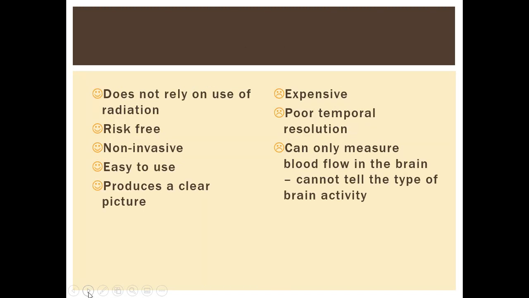There are some strengths and weaknesses of fMRIs on this slide. You do not need to learn them all, but you need at least one strength and one weakness of each type of investigative technique. So an fMRI doesn't use radiation, it's non-invasive, it gives you a clear picture, however it's expensive, it only measures blood flow, so it cannot tell you the type of activity, and it has a poor temporal resolution. What we mean by that is it is a tiny bit slow, so it's not immediate looking at the activity in the brain the millisecond that it happens.